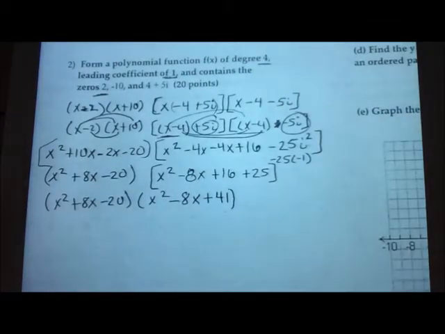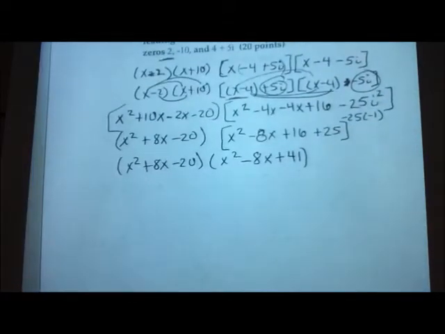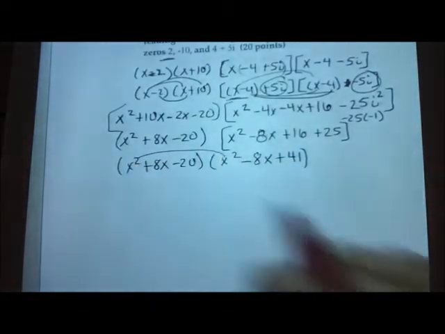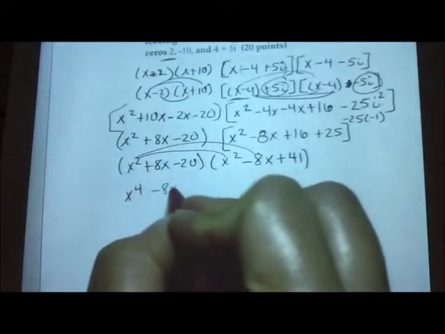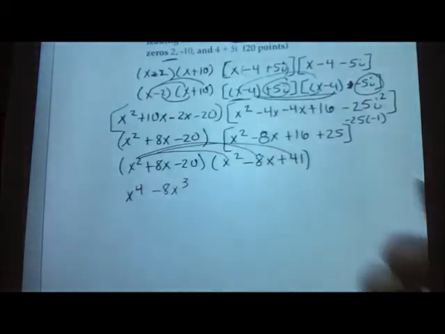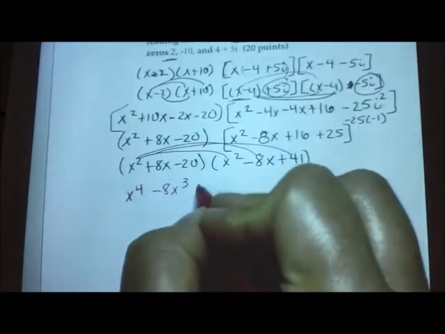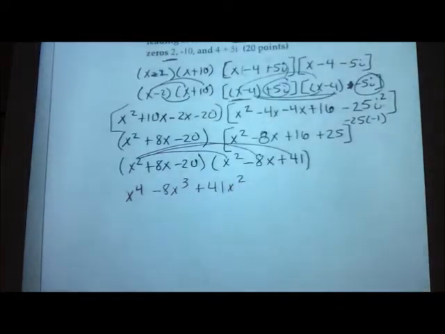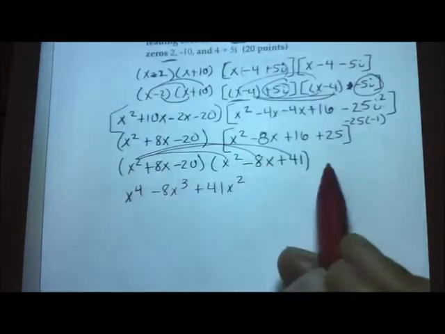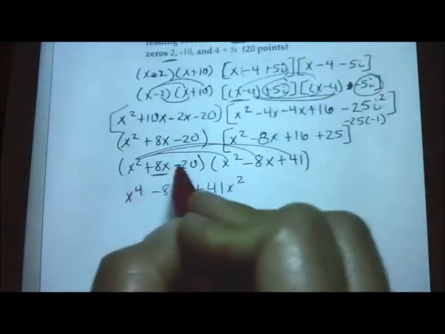Now, what do you do with those two? Do the distributive, right? Yes. So we have x squared times x squared, x to the fourth. X squared times a negative 8x, negative 8x to the third. x squared times a 41, 41x squared. Now, to keep your stuff in order, this is the way I would go about it, but you could write them across whichever way you want. So I did the first one times those three, right? Now it's time to do the 8x times those three.